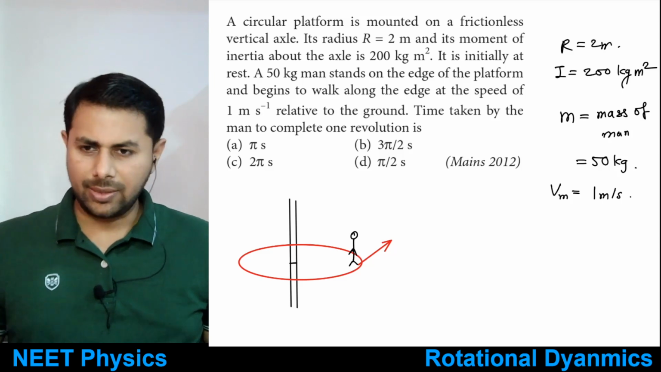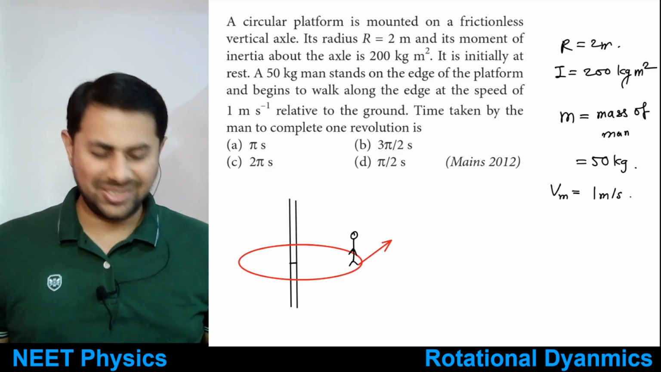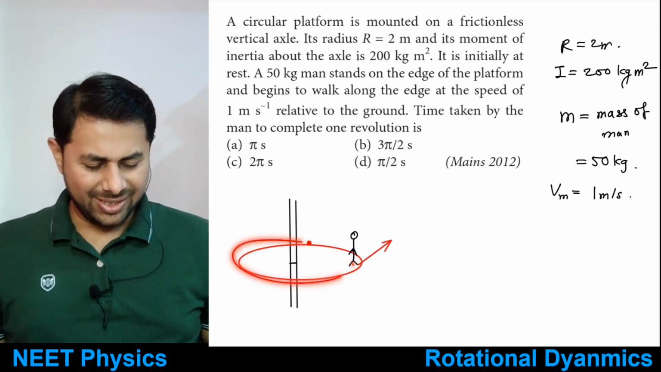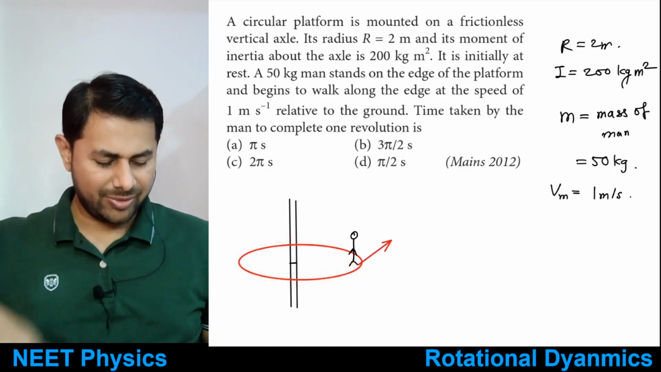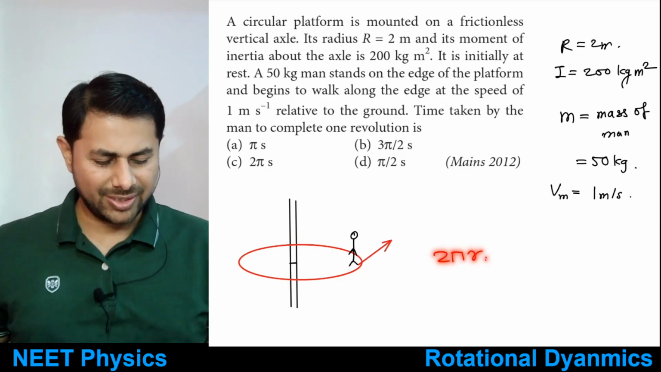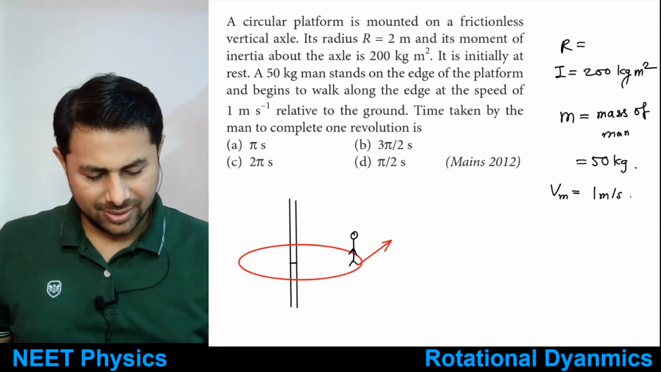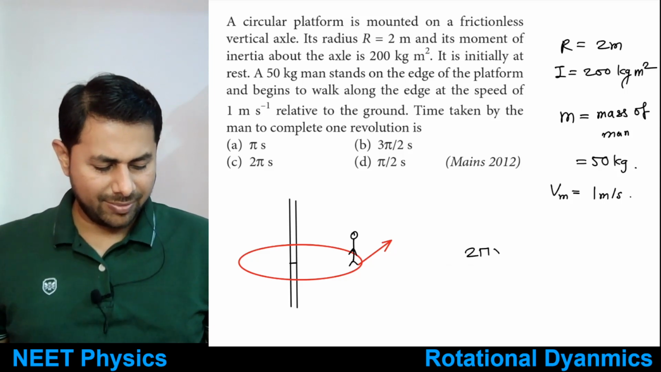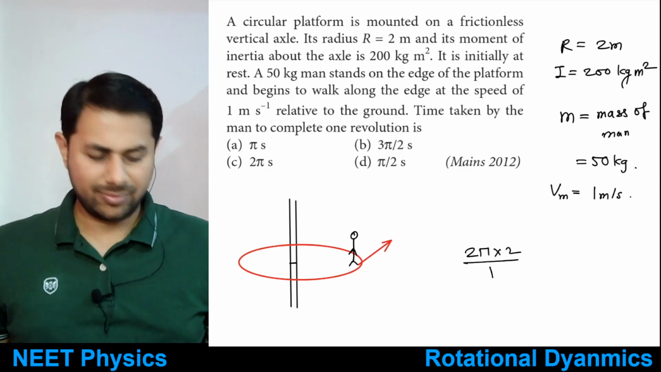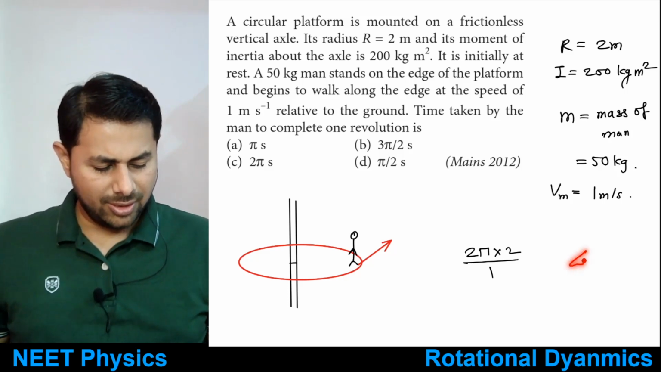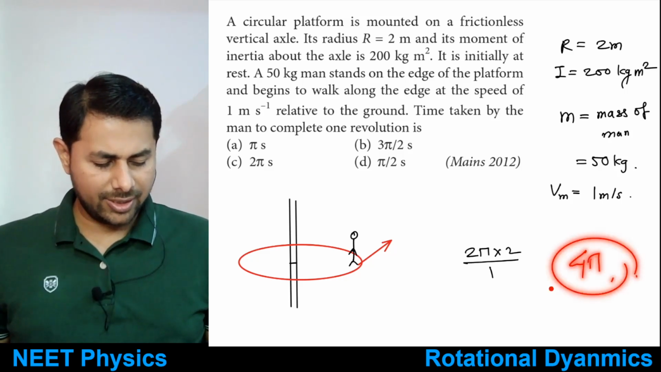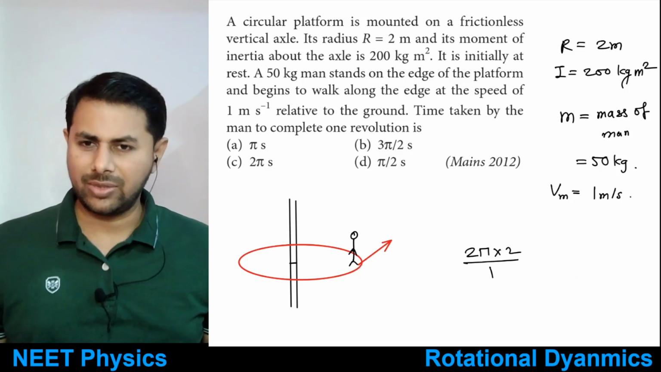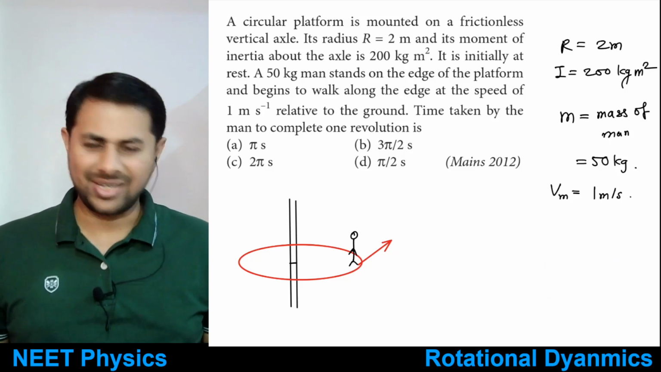So somebody might say that he is walking with the speed of 1 meters per second, and the distance that has to be covered is 2 pi r. What is r? r is 2 meters, right? Radius is 2 meters. So 2 pi multiplied by 2 divided by 1. Okay, so that is 4 pi. Is that the answer? It's not the answer.